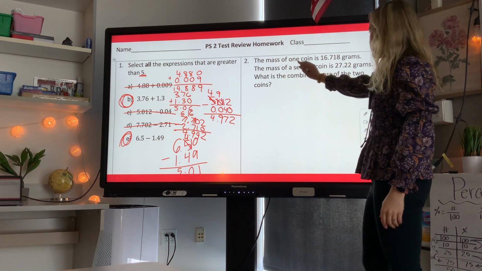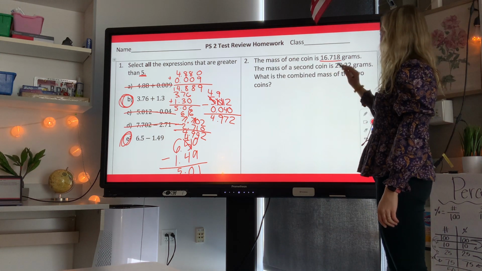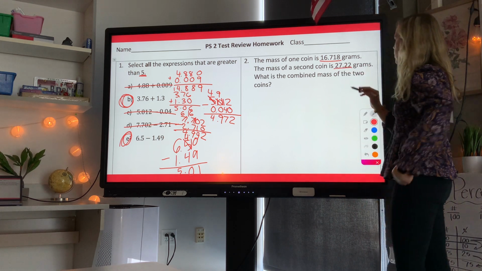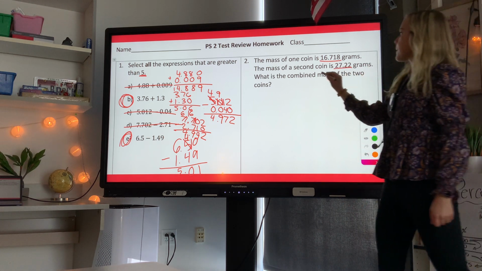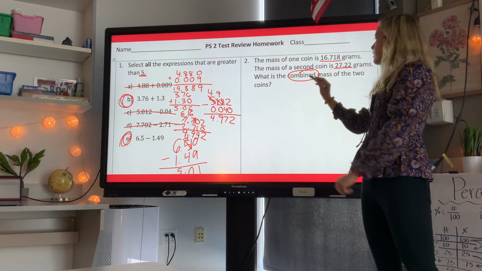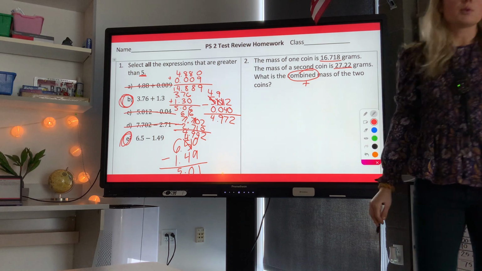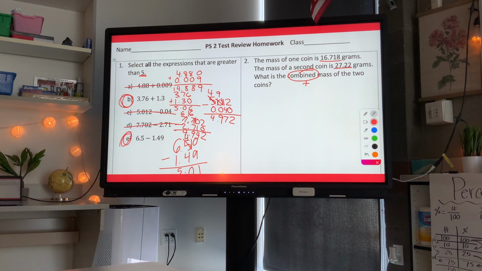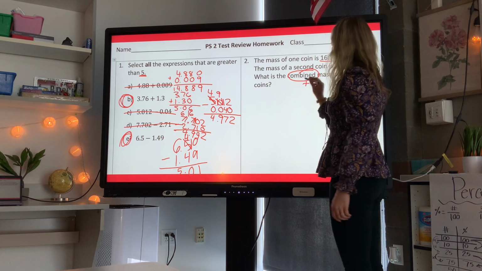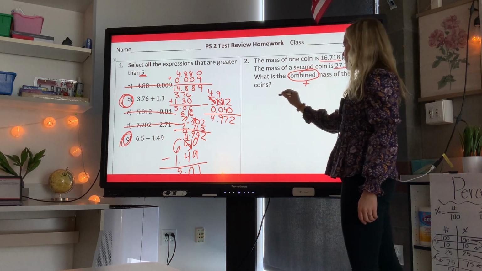Next one, the mass of one coin is 16.718 grams. The mass of a second coin is 27.22 grams. What is the combined mass? Anytime it says what is the combined, then we're going to be adding, okay? So we need to add the two numbers, and then we'll get the combined mass. So we're finding the sum. I like to start with the bigger number, but either one will work.